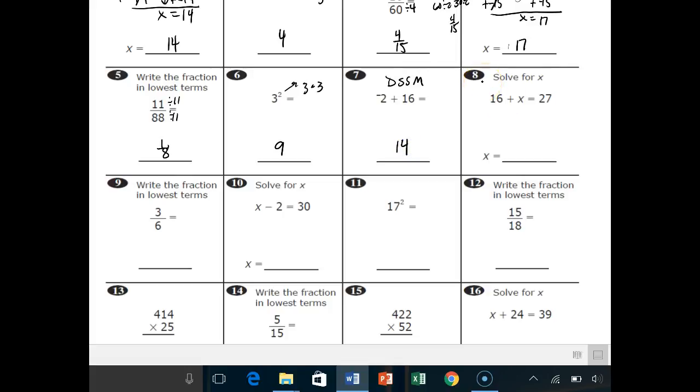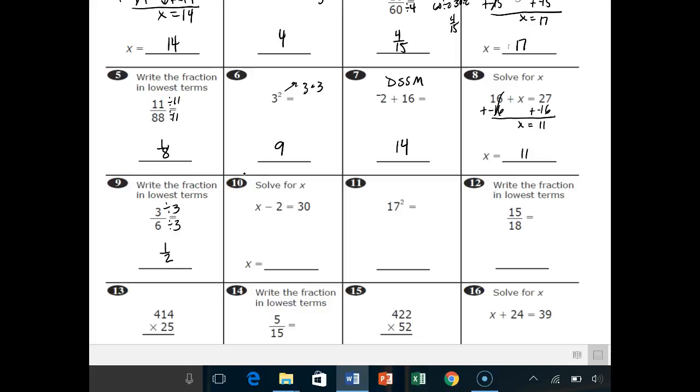Number 8 is exactly like 1 and 4. So we'll add negative 16 to both sides. In doing so, this becomes 0. Why do I want that to become 0? Because I want x all by itself. So I get x is equal to 27 plus negative 16, which is the same thing as 27 minus 16, which gives me positive 11. And if you take this and plug it back in, 16 plus 11 is 27. So we know that's the right answer. Number 9, we can divide by 3. In doing so, I get 1 over 2.